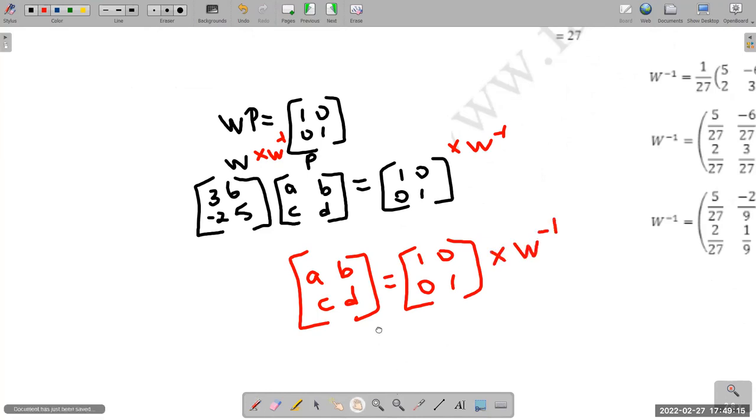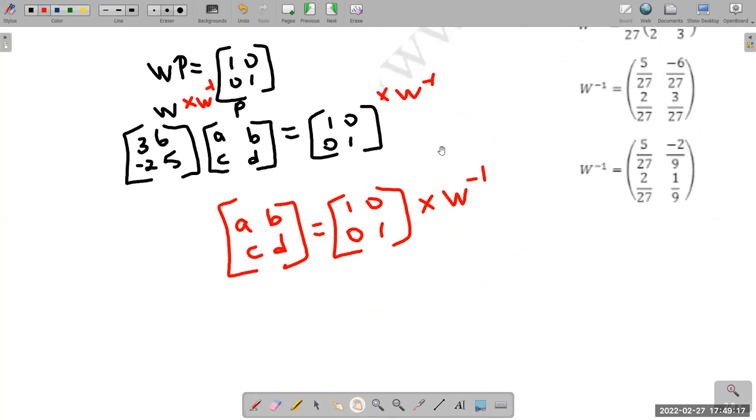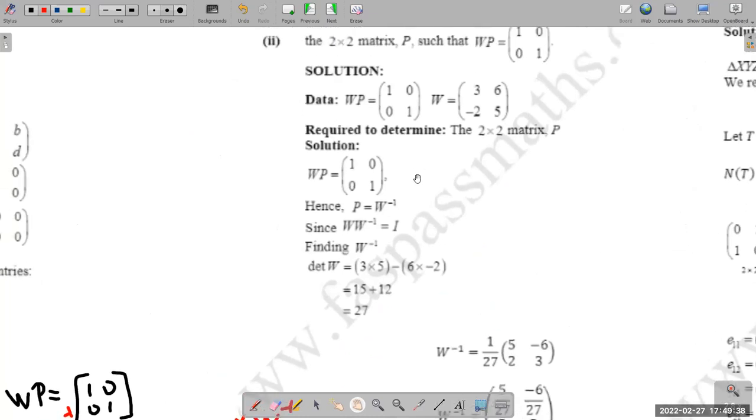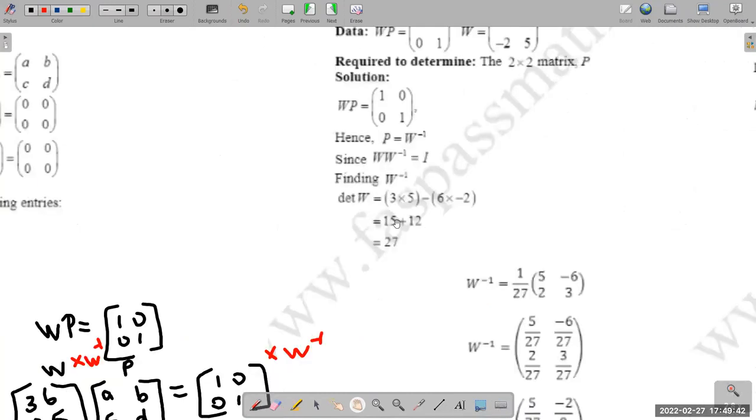Let's ask this quick question. Do we have the inverse of W at this moment? Or we only have W? We don't have the inverse. So guess what we got to do? We got to calculate the inverse.